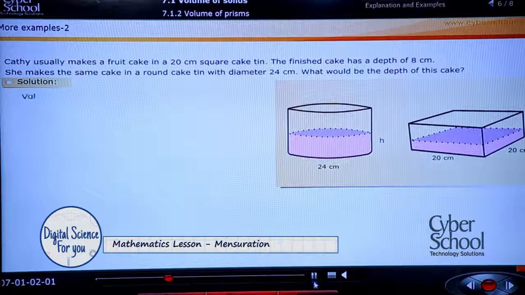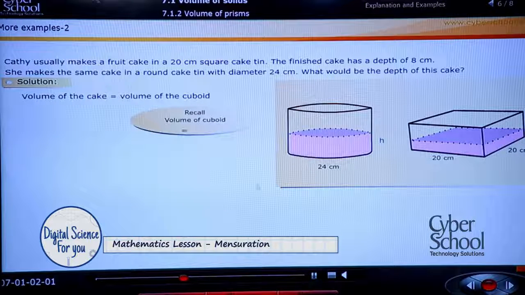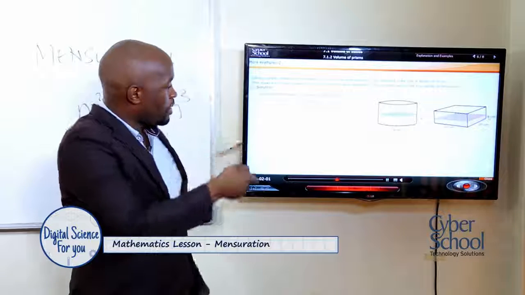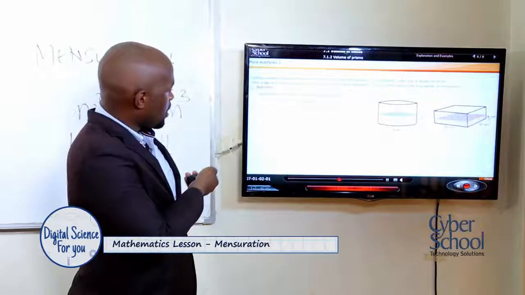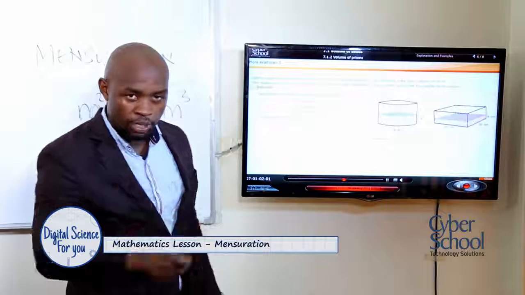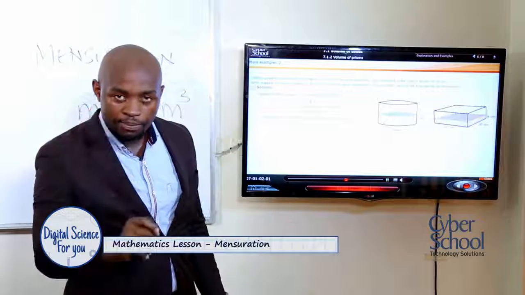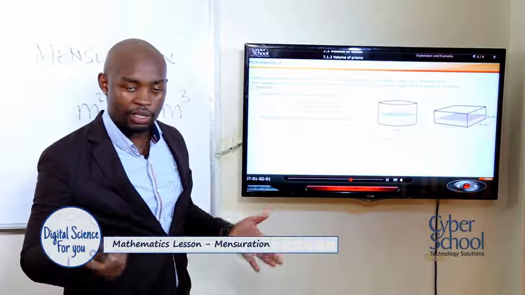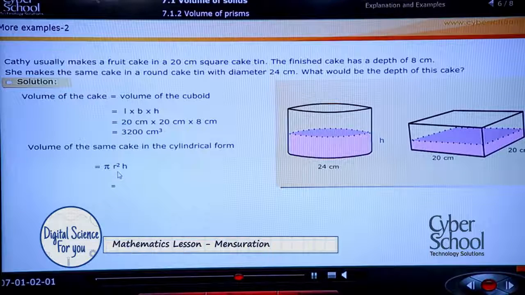Here we are. We want to find out the depth h of the cake. The volume is got from the cuboid, yes? So the cubical trough where you're putting the cake gives us the volume of the quantity in the cake. Now that volume is going to be the same volume this side for us to get the height. Hence, we go ahead and find the volume as 3,200 centimeters cubed. Always remember to put that power 3. Without the power 3, you're getting something totally different. You're getting length, you're getting area, yes? But this is power 3.